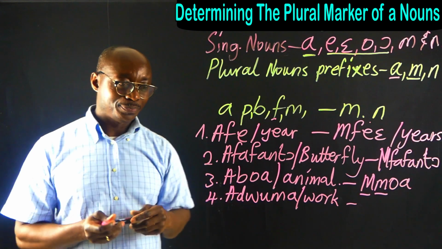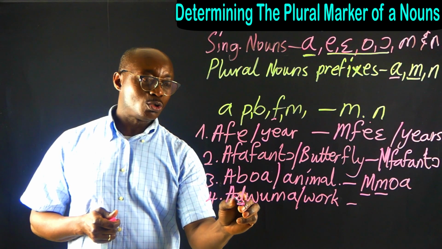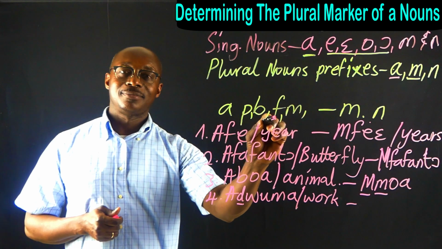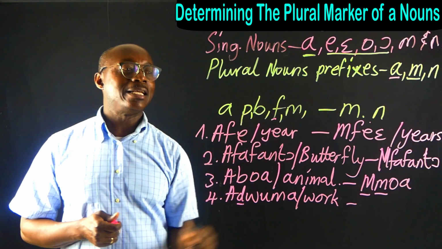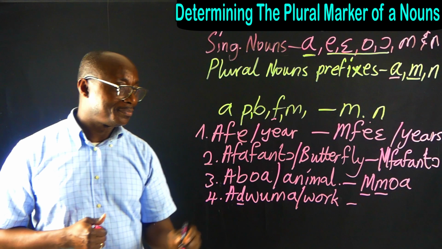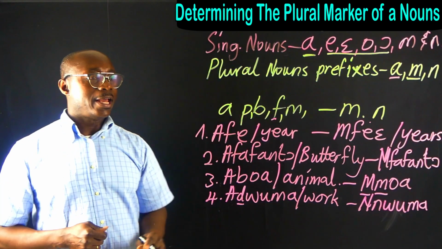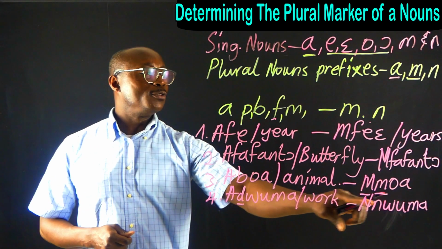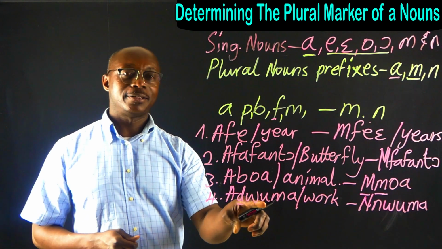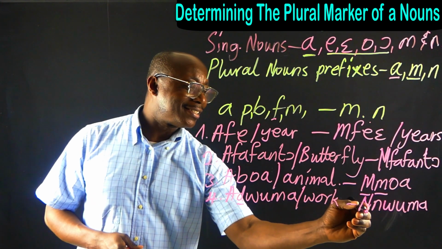And look at this one. Though it starts with what? A, but followed by this consonant d, and it's not any of these. So in the plural state, it's going to take as the prefix. So let's see. It will be what? And that is what? Nyuma. And this is what? Works. The plural for what? Adwuma. Nyuma.